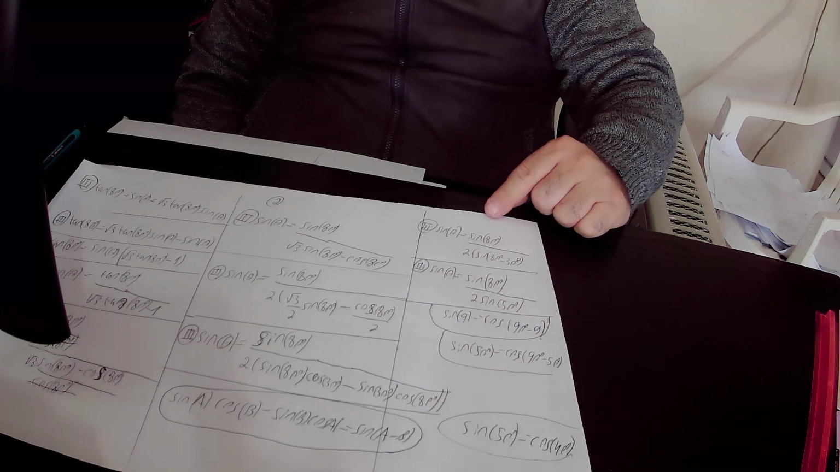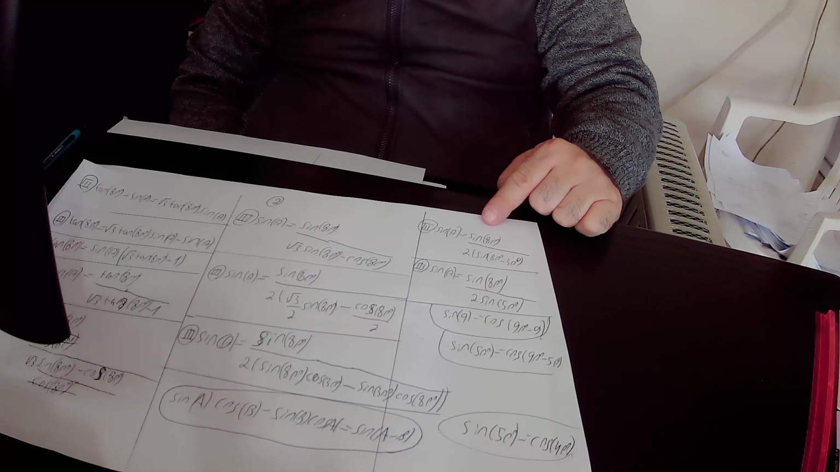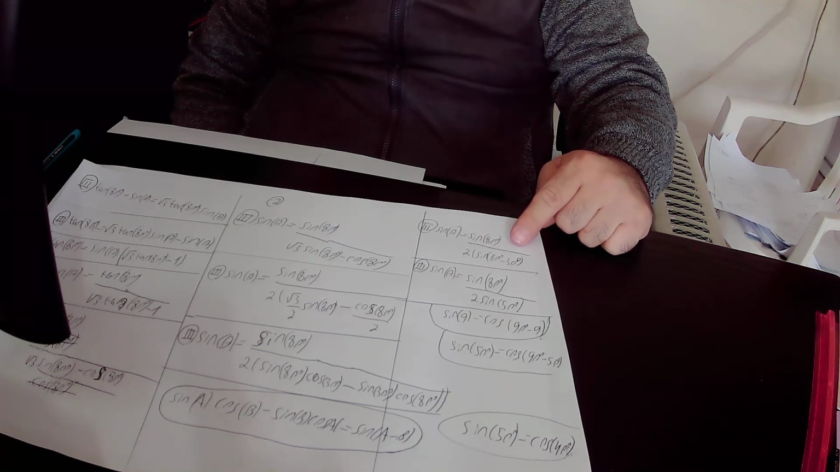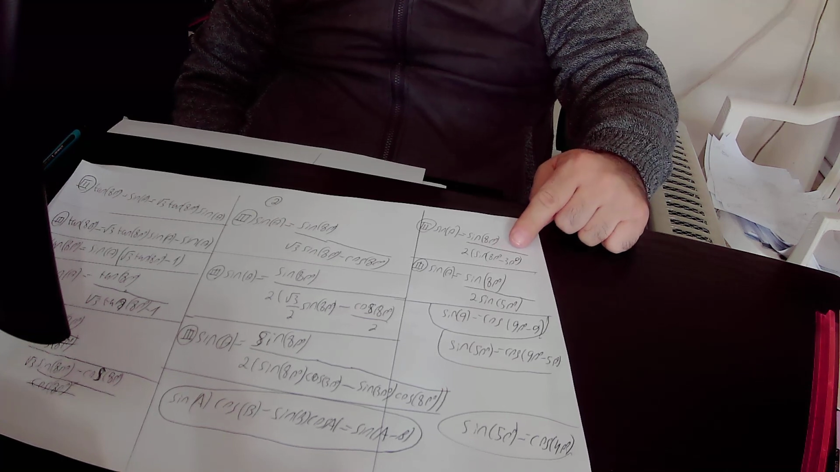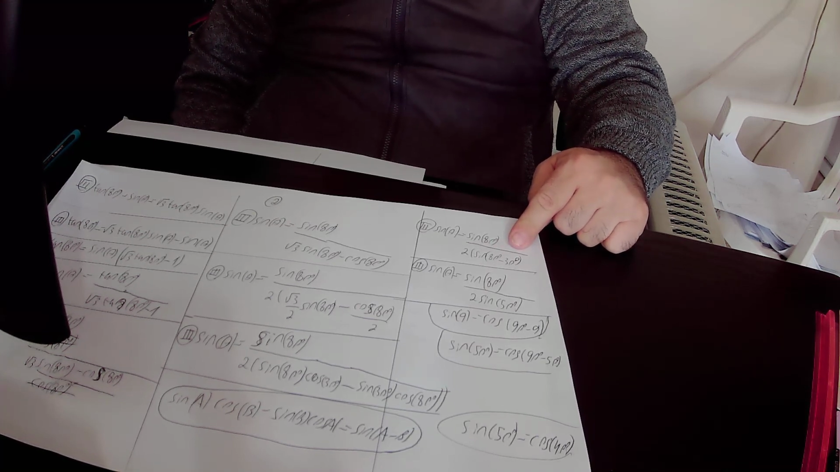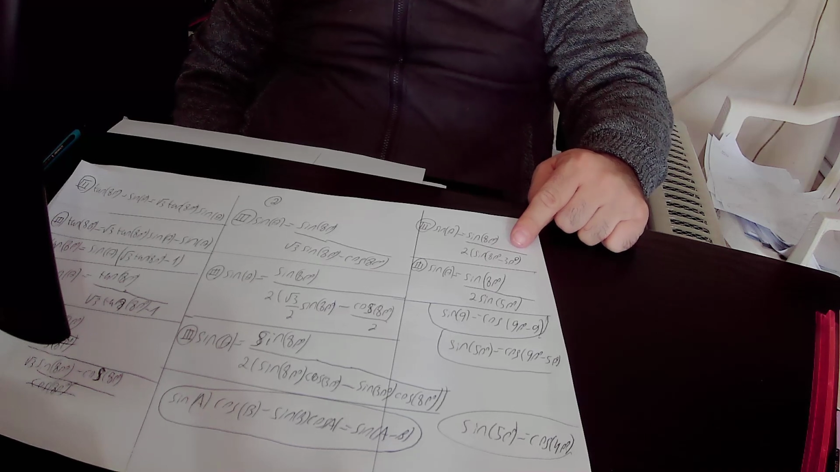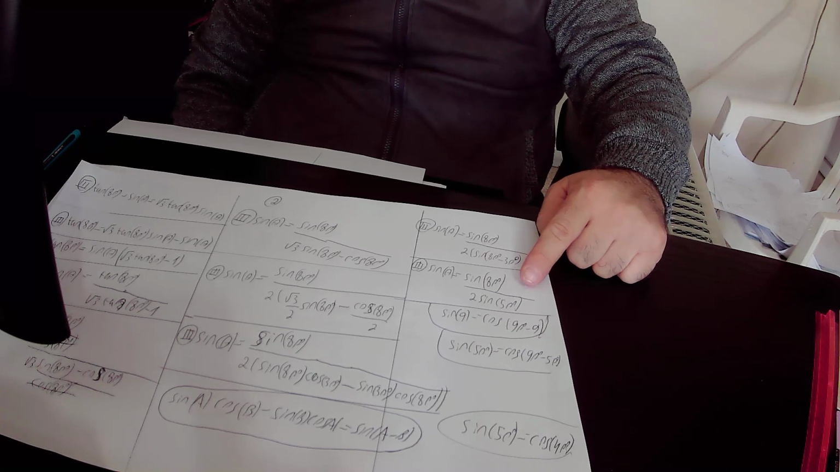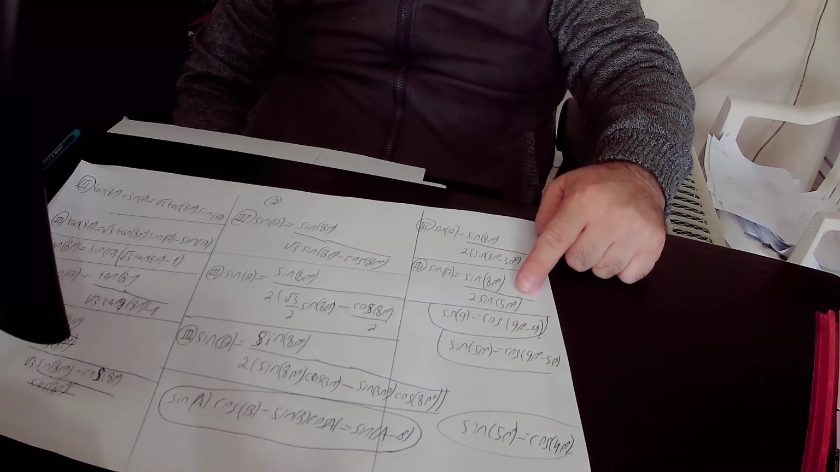So we did it, and we got that sine theta equals to sine 80 degrees over 2 times sine (A minus B). A equals to 80 degrees and B equals to 30 degrees. 80 degrees minus 30 degrees is 50 degrees, so we got here sine theta equals to sine 80 degrees over 2 times sine 50 degrees.